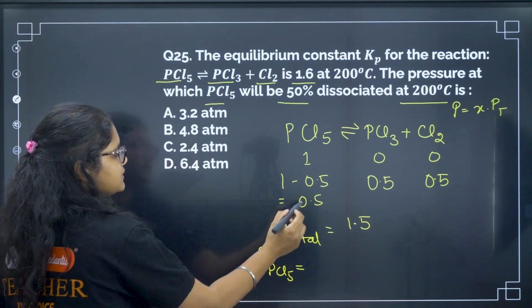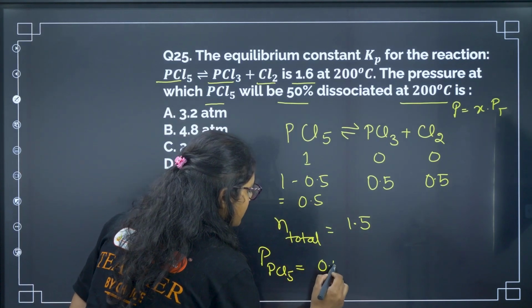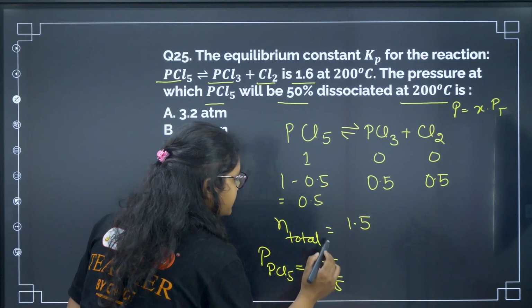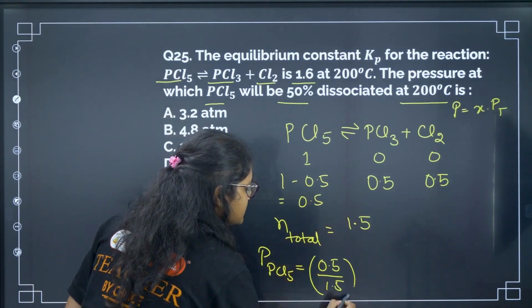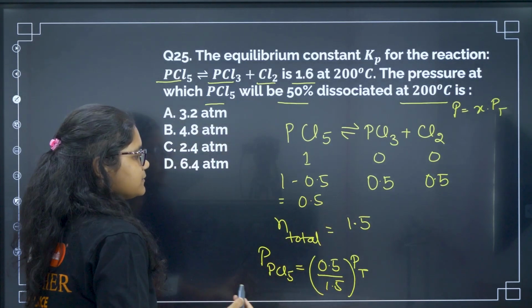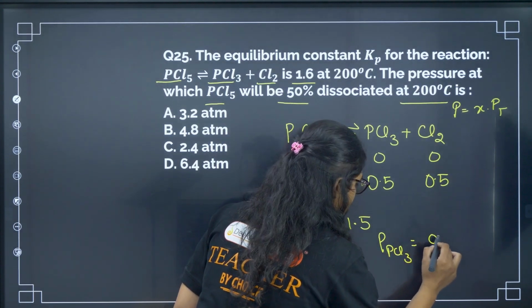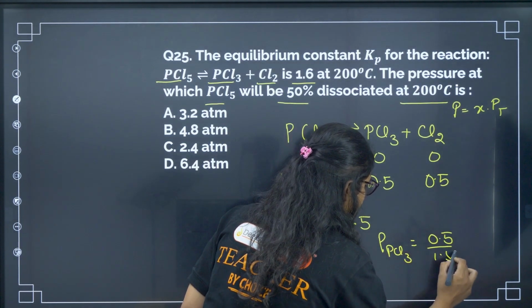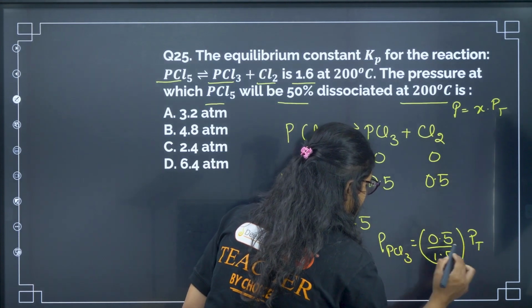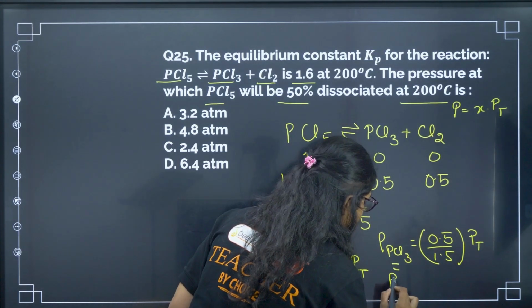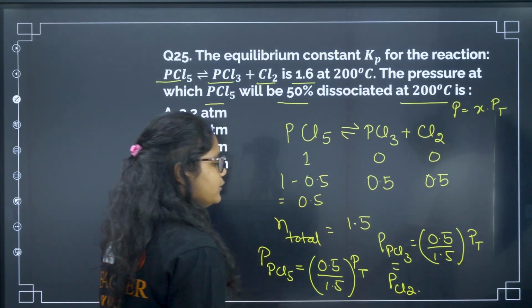PCl5 is equal to how much? Mole fraction is 0.5 by 1.5, that is number of moles by the total number of moles into P total. Similarly, the partial pressure of PCl3 is also 0.5 by 1.5 into P total, and the same is for the pressure of Cl2, right?